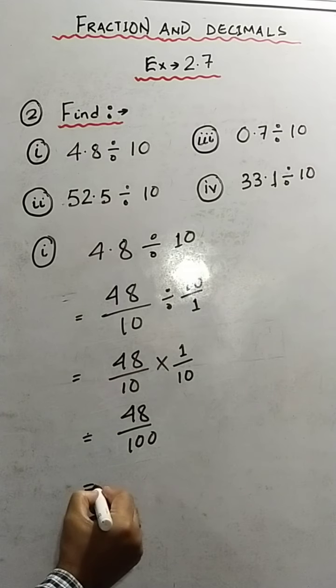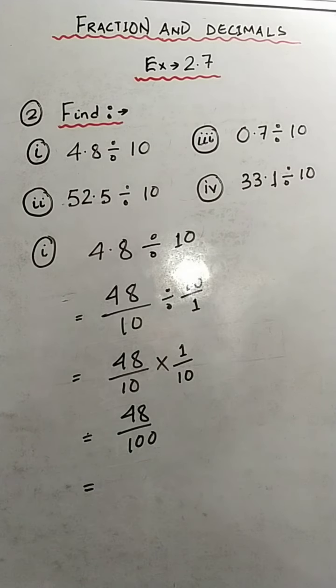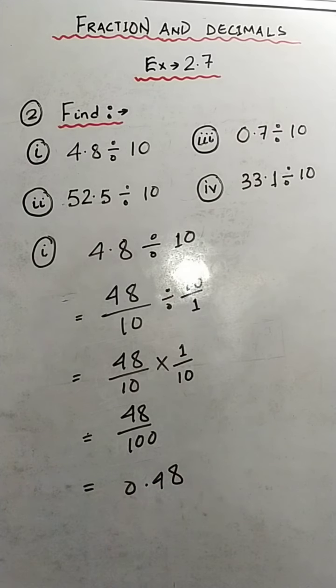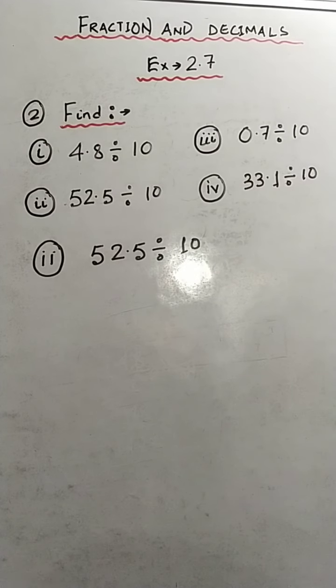Fine. So now what will be the final answer? See, now it became so easy. So your final answer would be 0.48. Fine. So let's move on to sum number 2 of question number 2. Sum number 2 of question number 2 is 52.5 divided by 10.